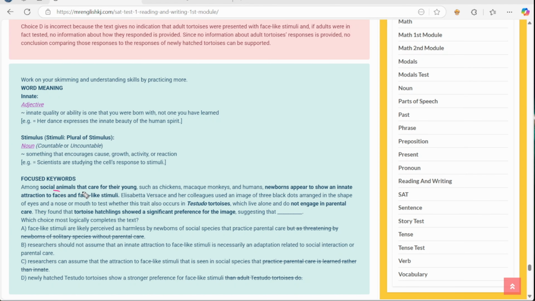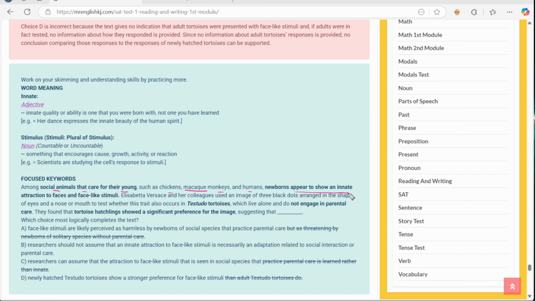Again, keywords. Social animals that care for their young, like chickens, monkeys, humans. Now you don't need to read that. Read meaning to say don't need to put that. Don't bother to put it in your mind. Save your time if you try to read them, because they were given to waste your time, to lose your attention. Focus on important keywords.